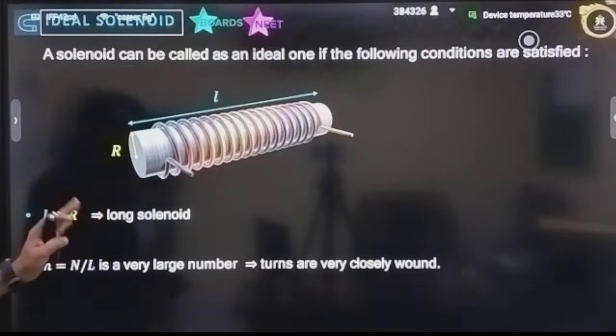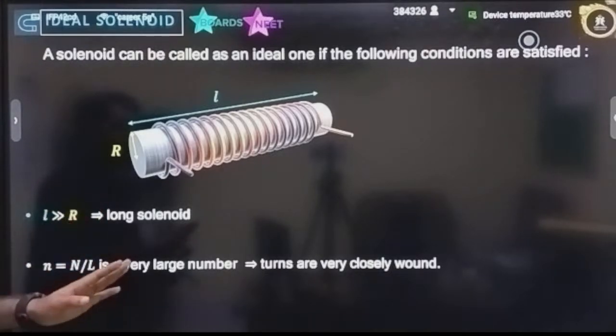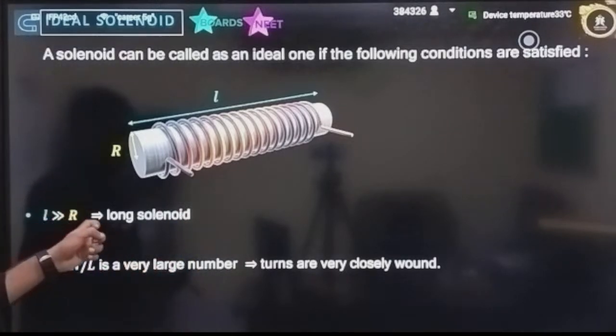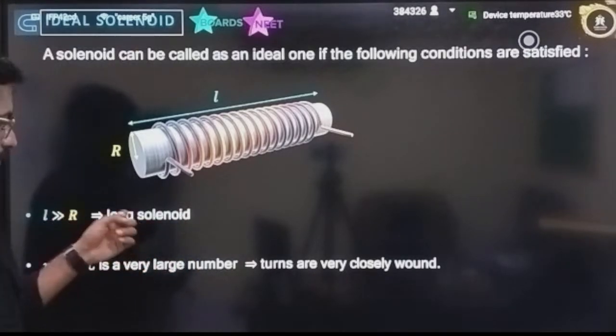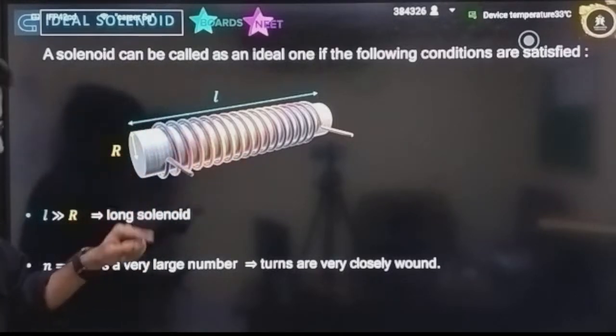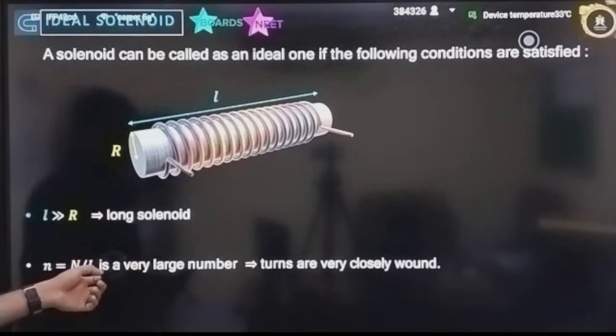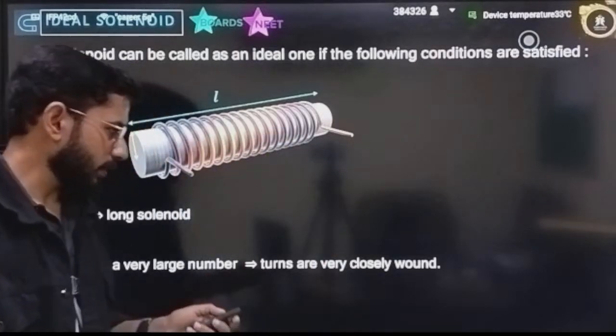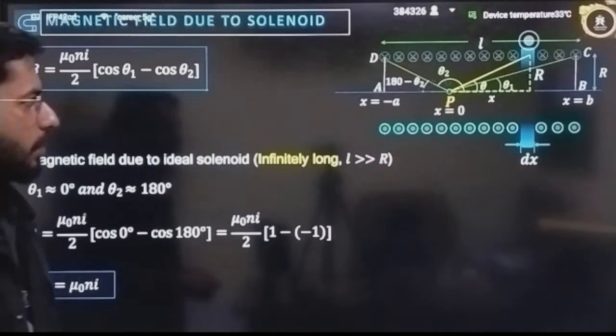Now we are going to see what an ideal solenoid is. It is called ideal because it has to satisfy two conditions. First, it should be very long, meaning this length L should be very long compared to this R. This is the first condition. And the second condition is that the number of turns should be very large. These are the two conditions for an ideal solenoid.